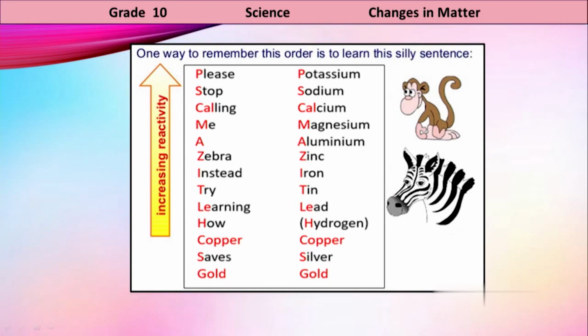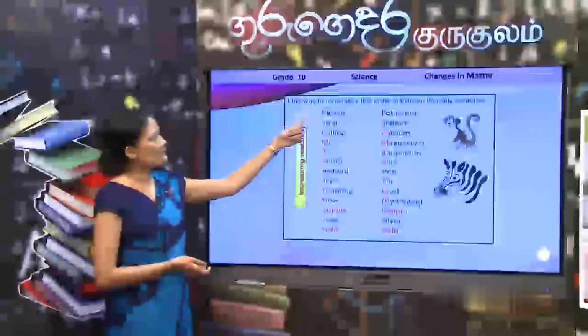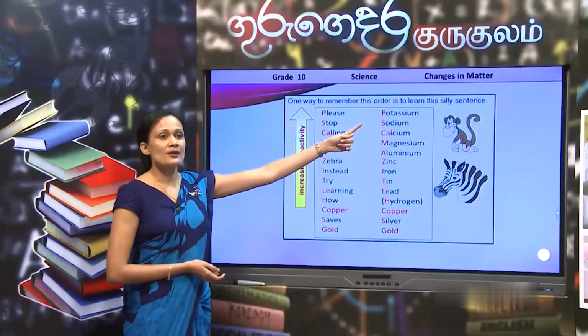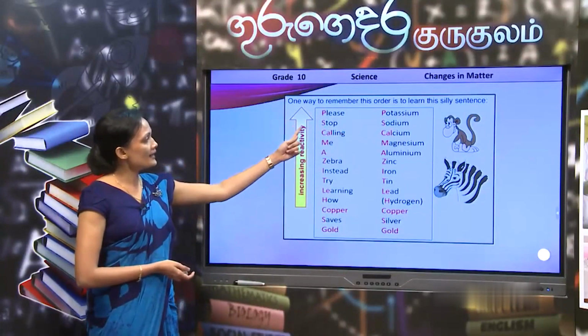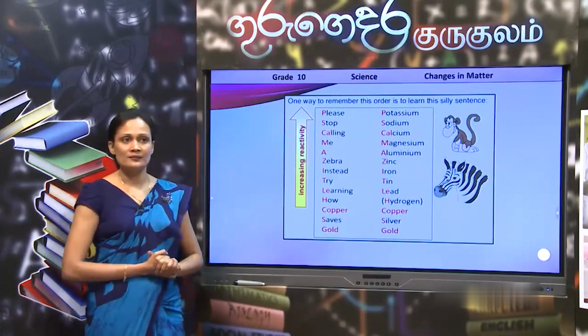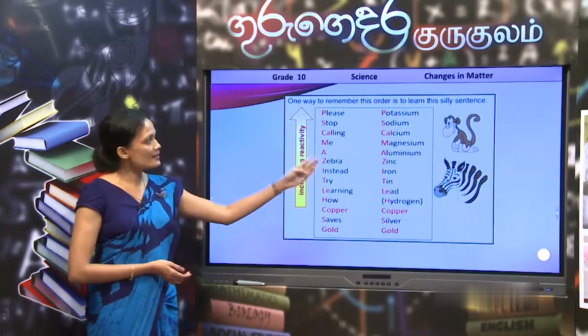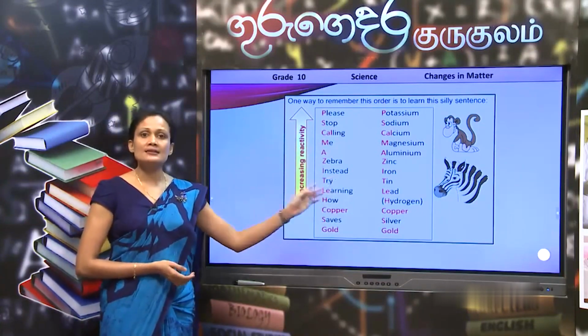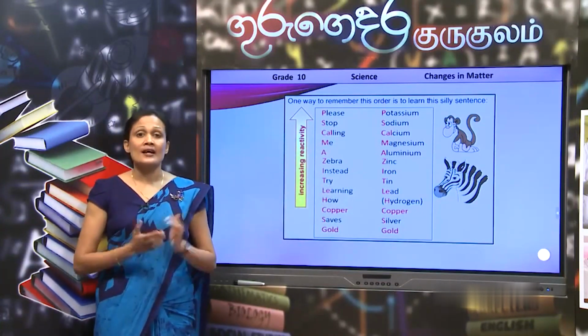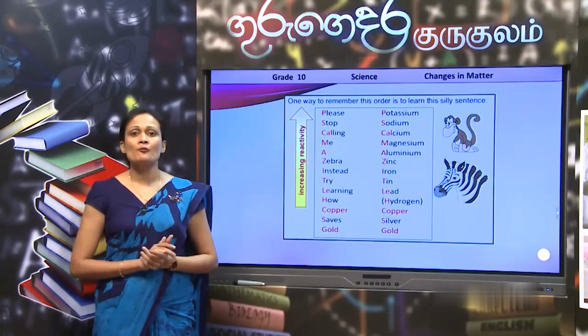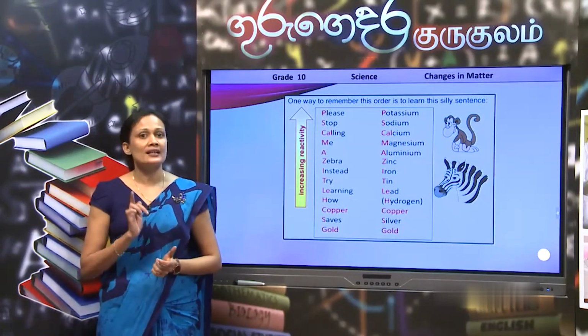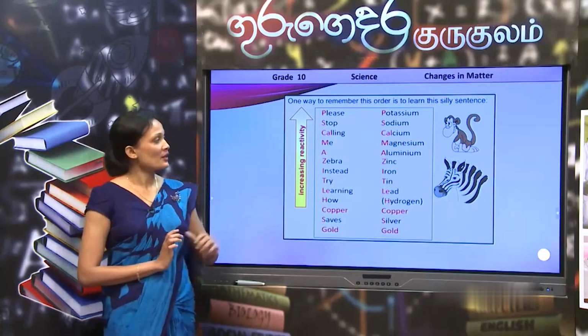Look at the first letter of each word. Please, P represents potassium. Stop, S represents sodium. Likewise, the first letters of those words represent the metals in the activity series. That's why it is easy for you to memorize the activity series.